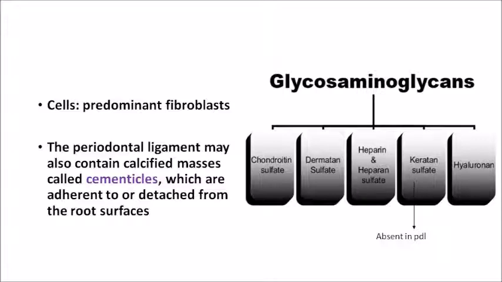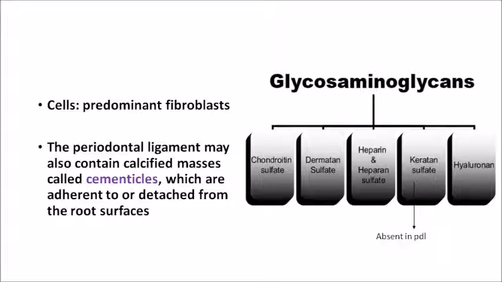Now what is glycosaminoglycan? Glycosaminoglycan is simply a polysaccharide. It has multiple disaccharide units in it. And we already said proteoglycans are heavily glycosylated structures. So proteoglycans usually contain a glycosaminoglycan residue in them.